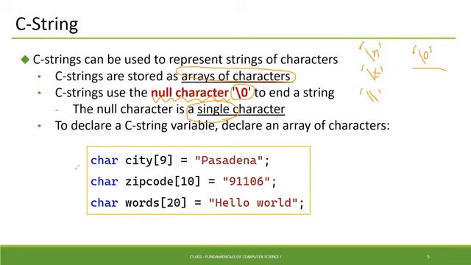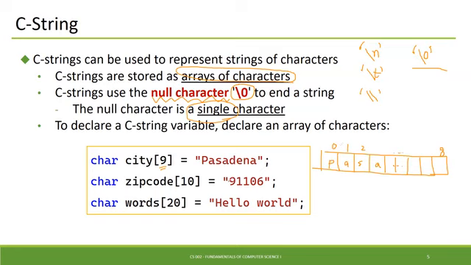Okay, look at this. This is an example of C strings. Char city 9 means make 9 spaces, and each space is for one character, right? So 1, 2, 3, 4, 5, 6, 7, 8, 9. There are 9 in total. The index starts from 0, and the last index will be 8. And Pasadena will be saved like this. Yes, this is a C string.